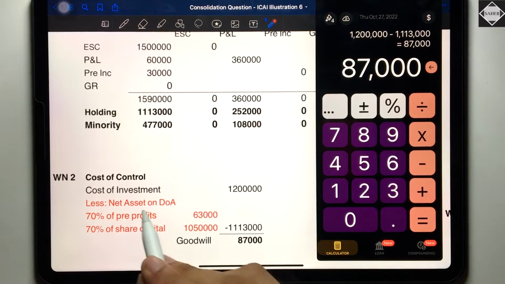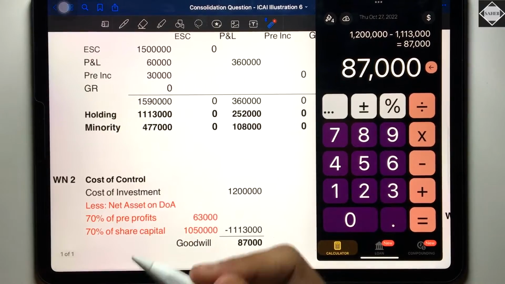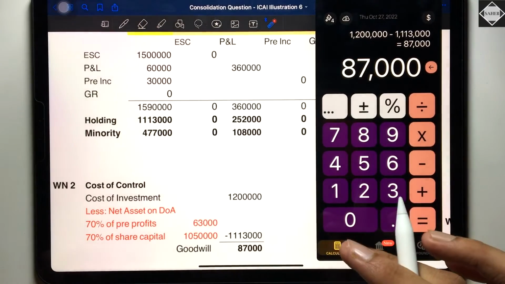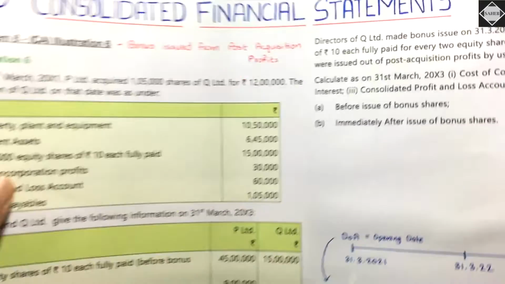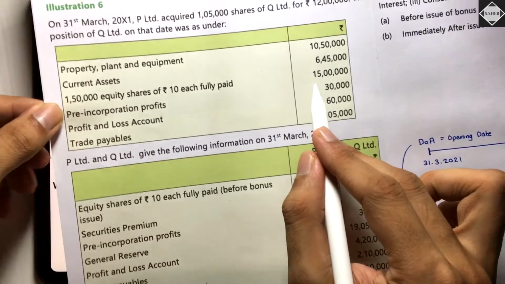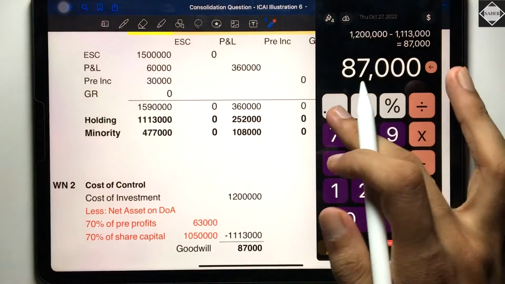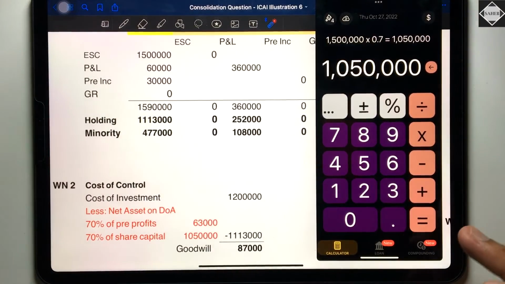Less net assets on DOA. What are net assets? Net assets are share capital and reserves, isn't it? So you will take 70% of share capital. That means you have to look into the question. See, 15 lakh is there. From this 15 lakh, I have to take 70%. 15 lakh into 0.7, that's equal to 10,50,000.